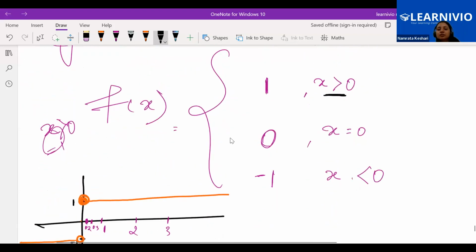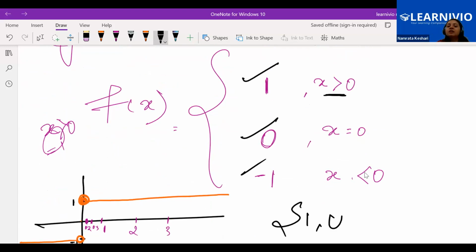Now, what is the domain? What is the range? Domain can be any real number. X greater than 0, equal to 0, lesser than 0, any real number. And what is the range? Range is only 1, 0, -1, which will keep on coming. So the range is only 1, 0, -1 for the signum function.